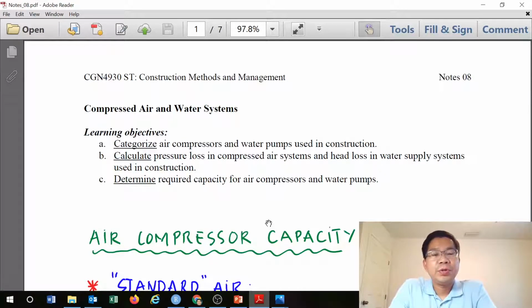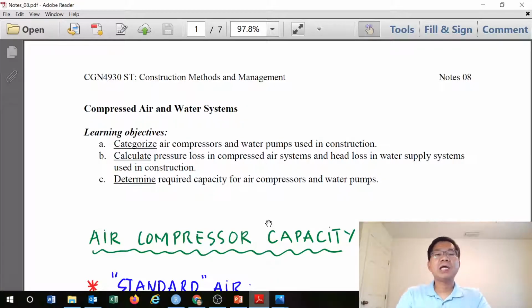In this lesson, which is chapter 9 in the textbook, we will discuss compressed air and water systems. Compressed air is widely used as a power source for many construction equipment and tools. Recently hydraulic power has been replacing compressed air, but compressed air is still being used for many tools, such as the drill and the shotcrete gun for concrete. All of that needs compressed air.